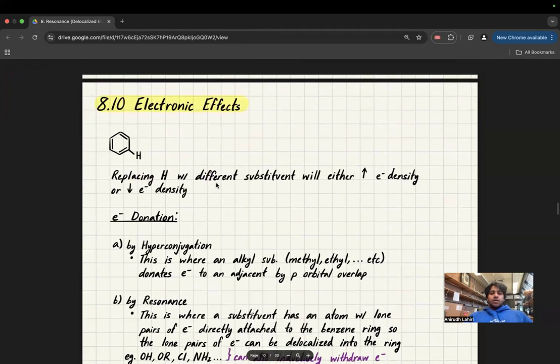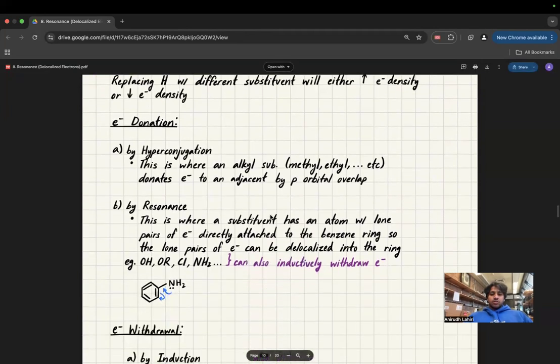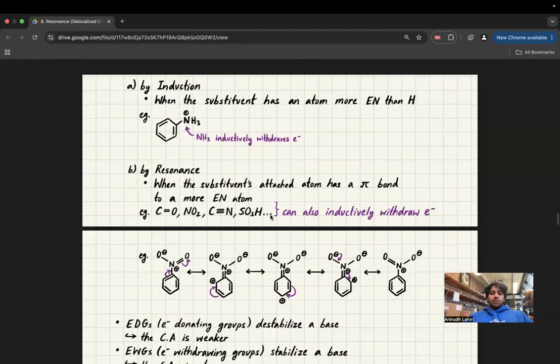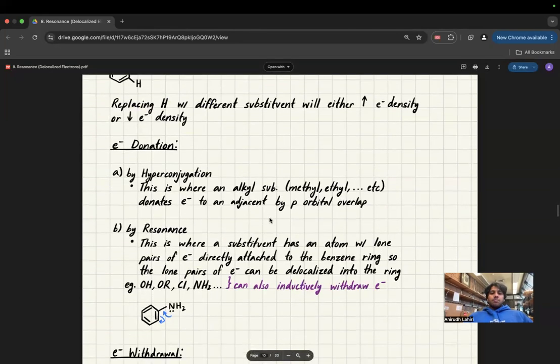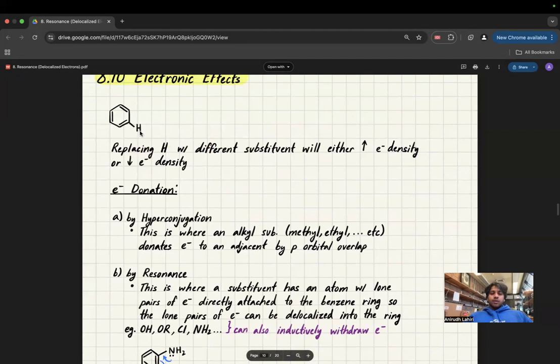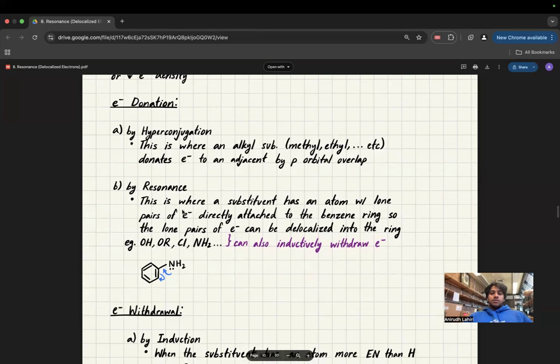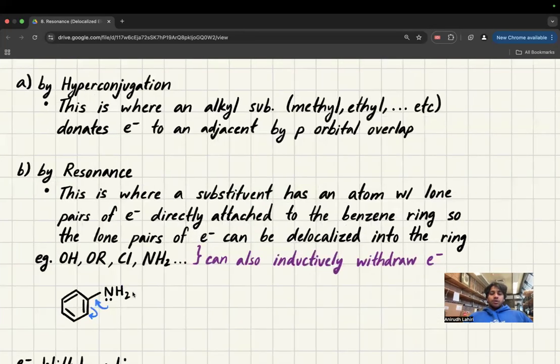Electronic effects. Replacing hydrogen with different substituents will either increase the electron density or decrease electron density. You'll talk about these very heavily in 6AL and 109C, but basically this group here has an effect on the overall stability of the structure. So if this group is an R group, a methyl, ethyl, anything that has a carbon, we get hyperconjugation, so we get donation into this ring. Resonance is the other way that you can tell what's going on.